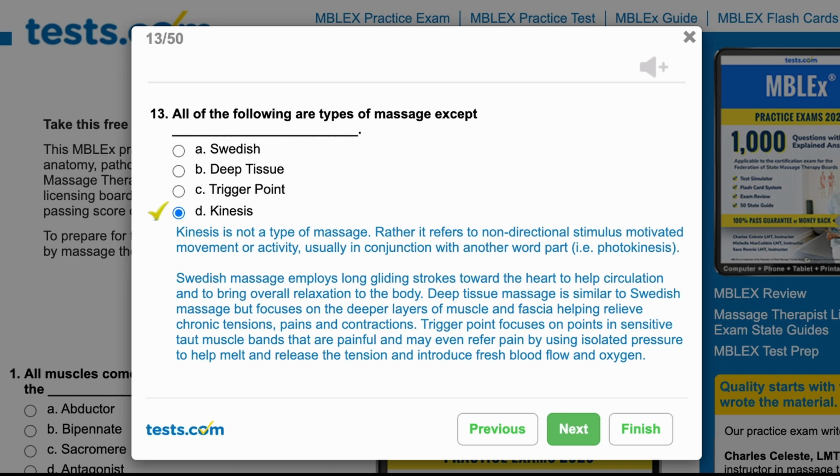Deep tissue massage is similar to Swedish massage, but focuses on the deeper layers of muscle and fascia, helping relieve chronic tensions, pains, and contractions. Trigger point focuses on points in sensitive taut muscle bands that are painful and may even refer pain by using isolated pressure to help melt and release the tension and introduce fresh blood flow and oxygen.